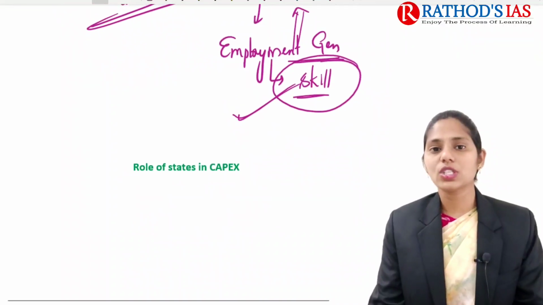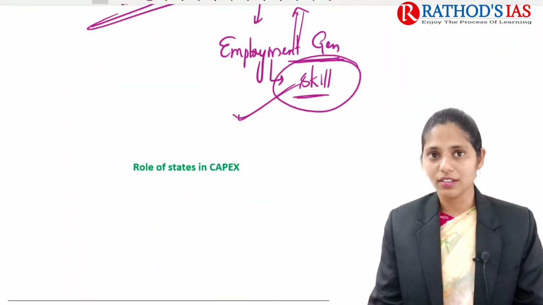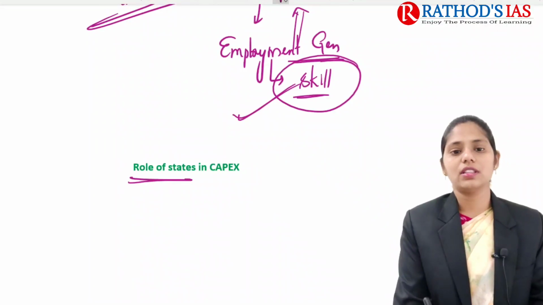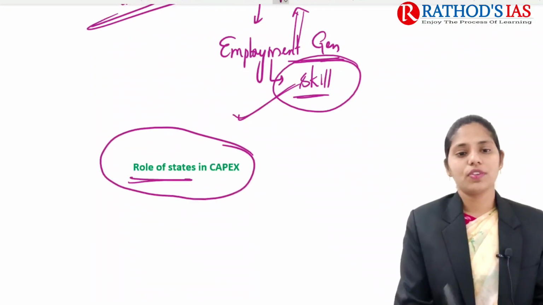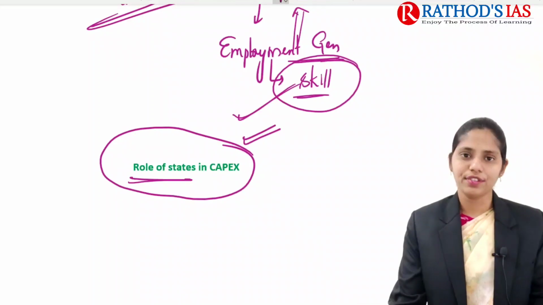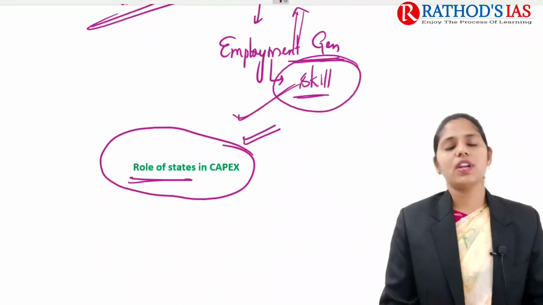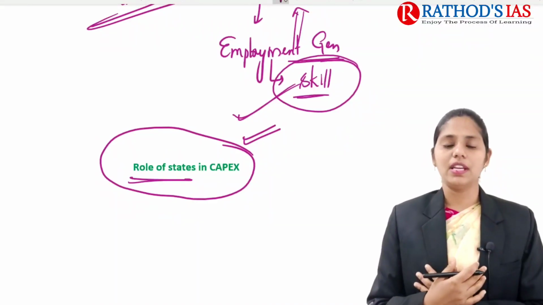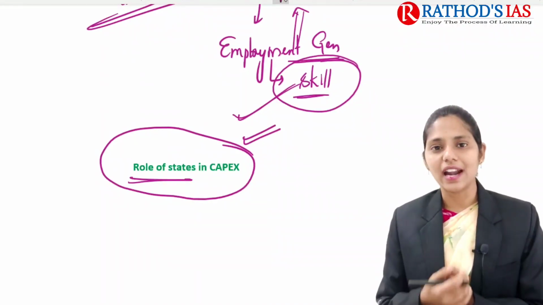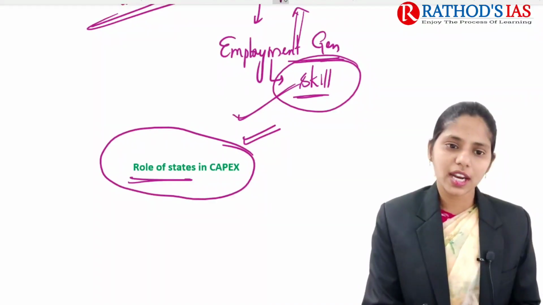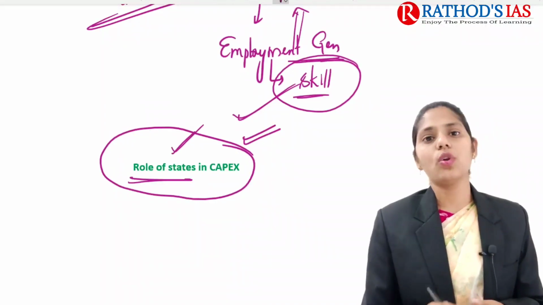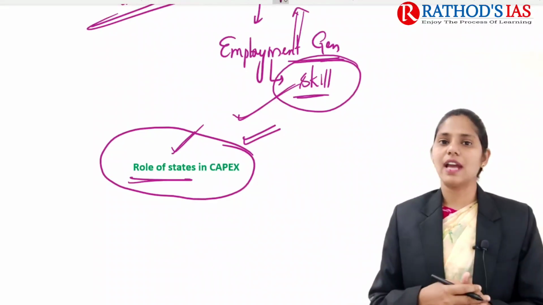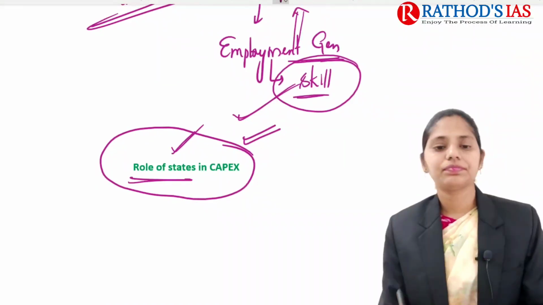Now let us talk about one more important thing regarding this capital expenditure, that is the role of states in this capital expenditure. So why? Because whenever the central government comes up with any policy, finally who is going to implement that? That is the states. So states will also have an important role even in this capital expenditure. Now let us try to understand what is the role of the states.